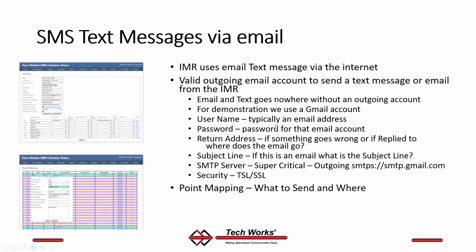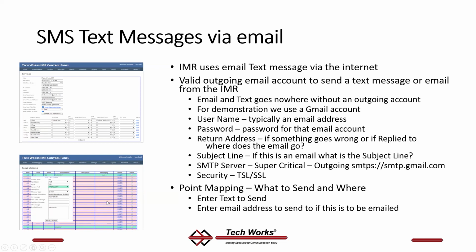Now, you've got the general stuff set up here in settings. To get an email to come out of this system, you go back to point mapping. This is where you determine what is sent and where it's sent to. So this is the text it's going to send. This is the email address it's going to send to.